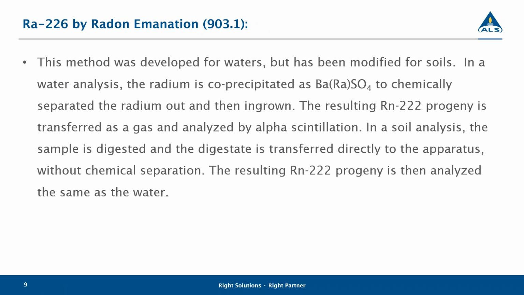Radium-226 by radon emanation. So this is EPA method 903.1. There's also a standardized method for it too. This was developed for waters, has been modified to be used for soils. It again is a co-precipitation of barium to separate out the radium, and then we ingrowth it. We're using the radon progeny as a gas and transferring it and counting that.